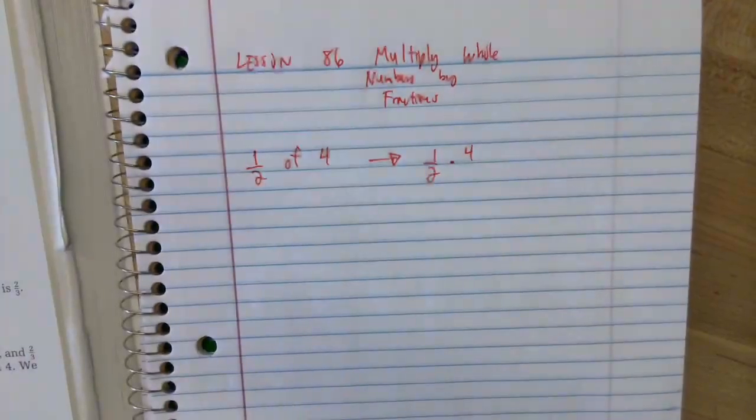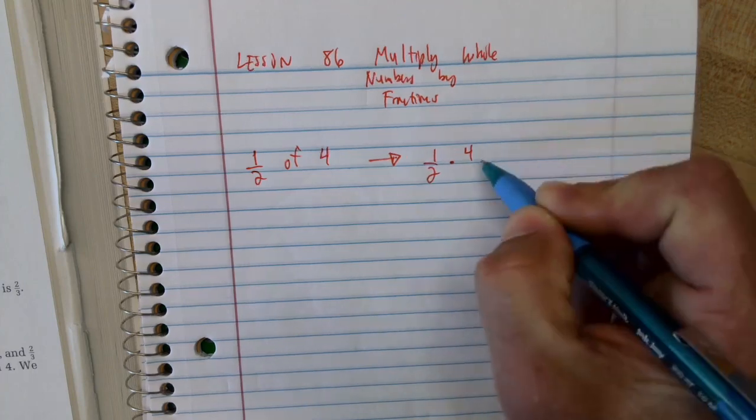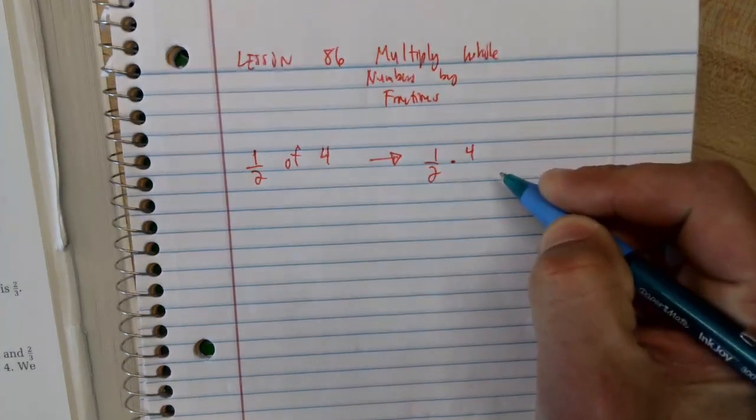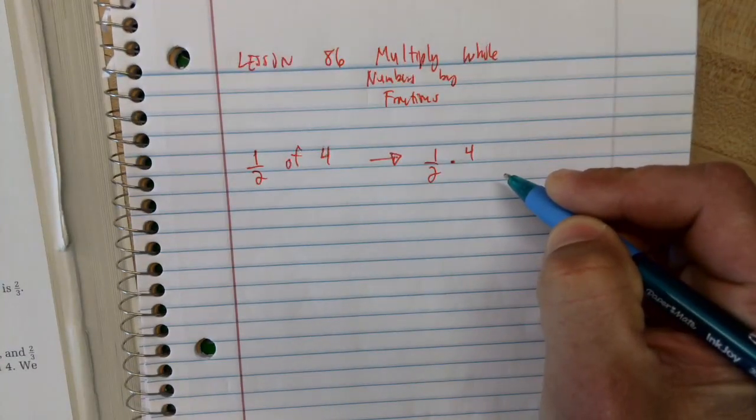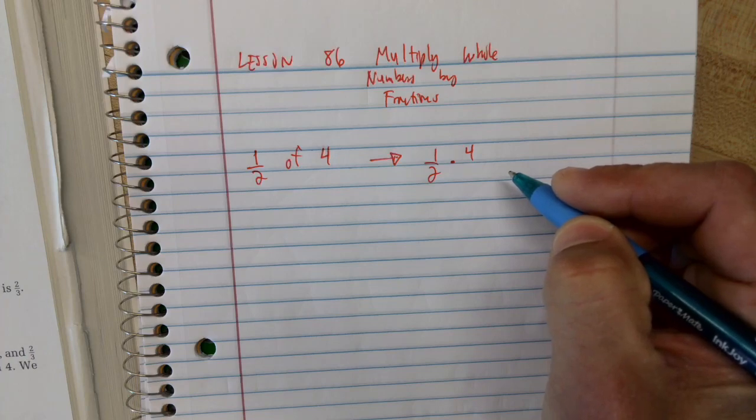All right. Half of 4 is 2. You know the answer is 2, but let's show why. 4 as a whole number. Can anybody convert that to a fraction? 4 ones? Or 4 halves.